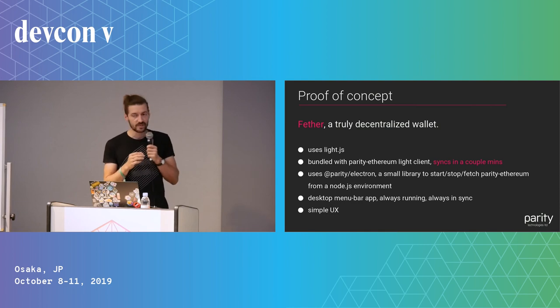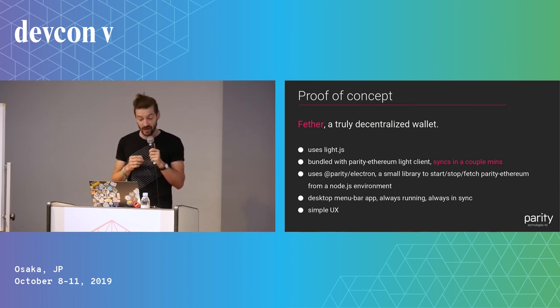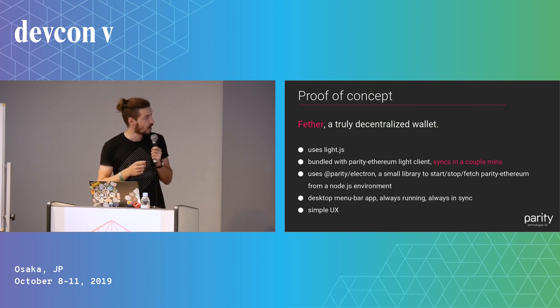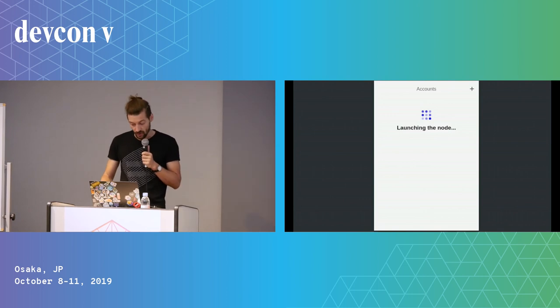We have other interesting libraries that you might want to see. One of them is called Parity Electron. It's a small library to start and stop Parity Ethereum from a Node.js environment. And you will see the UX and everything about Fether right now.